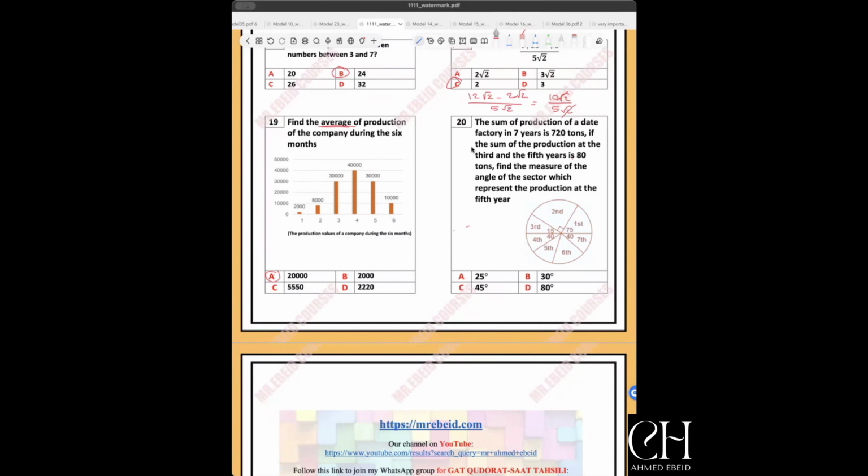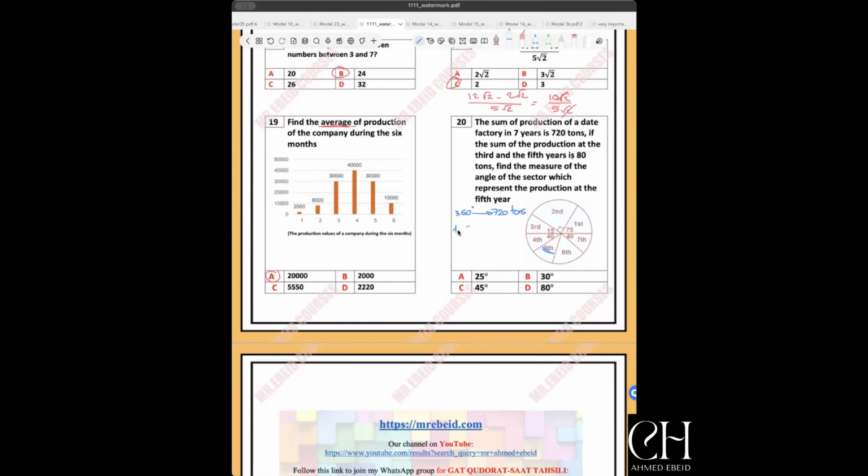For question 20, the sum of production of a date factory in 7 years is 720 tons. If the sum of the production at the 3rd and the 5th year is 80 tons, find the measure of the angle of the sector which represents the production of the 5th year. This is the sector which represents the production of the 5th. So the whole circle is 360 degrees, which represents 720 tons. And you know that 360 is half of 720.